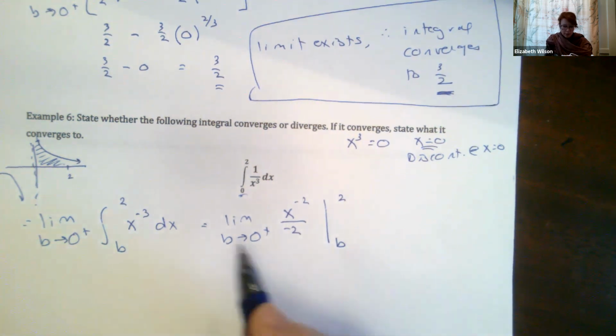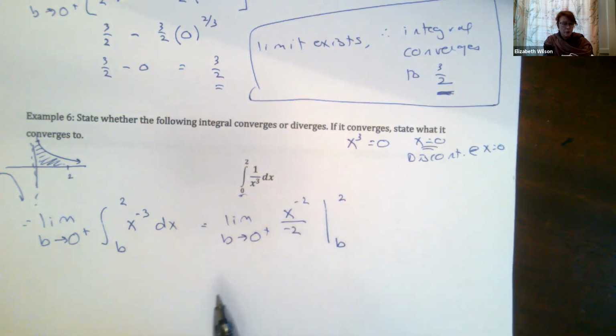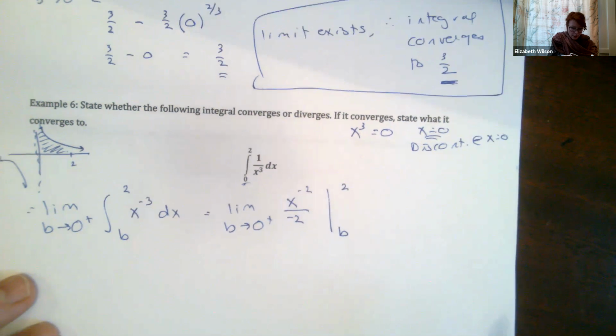You must show the antiderivative. You must show this step here where we're converting it to a limit, and you must show the antiderivative before we start to process it. Okay, so let's go ahead and start working that through.